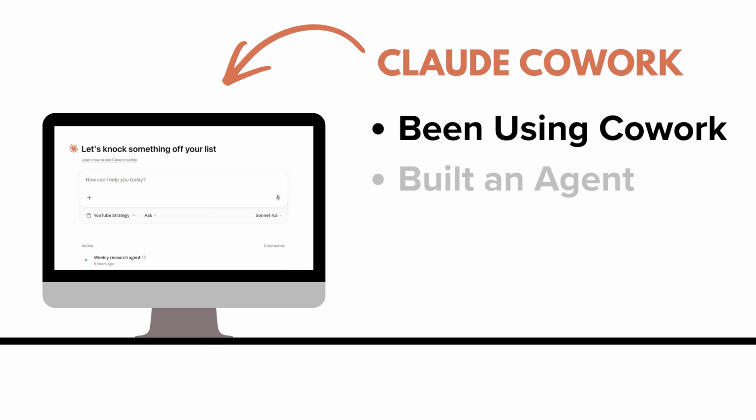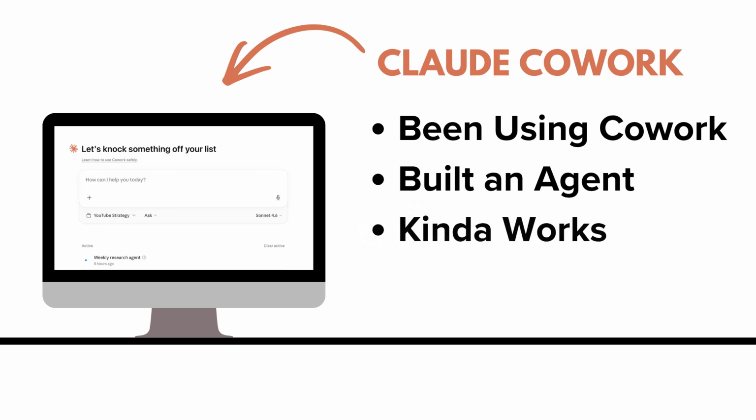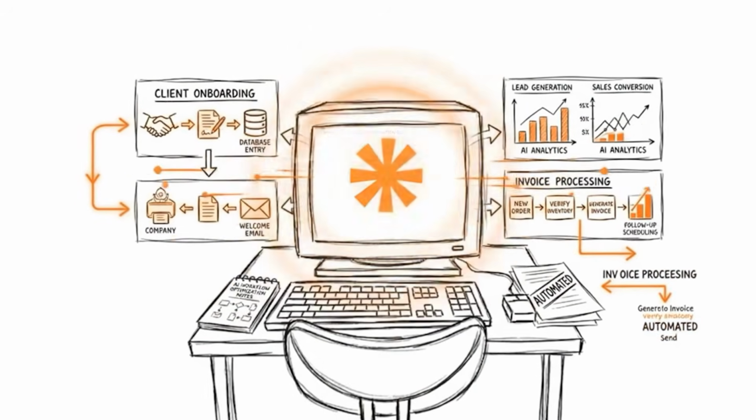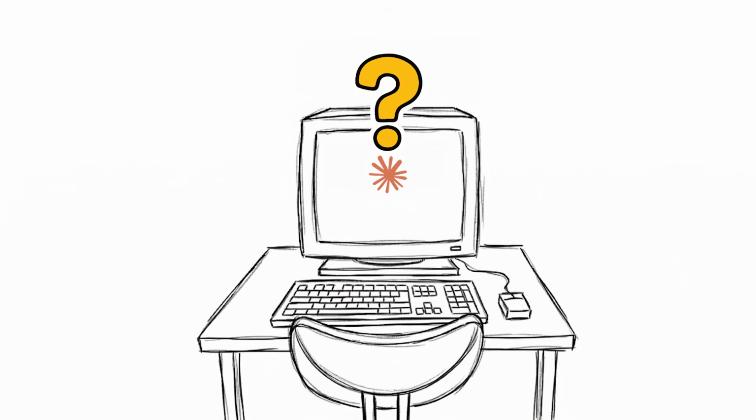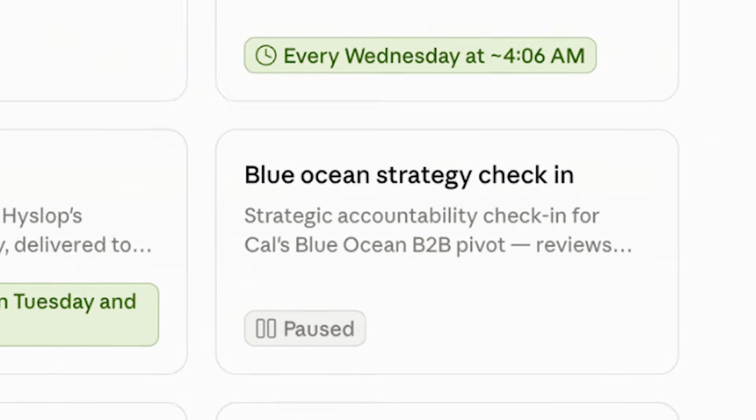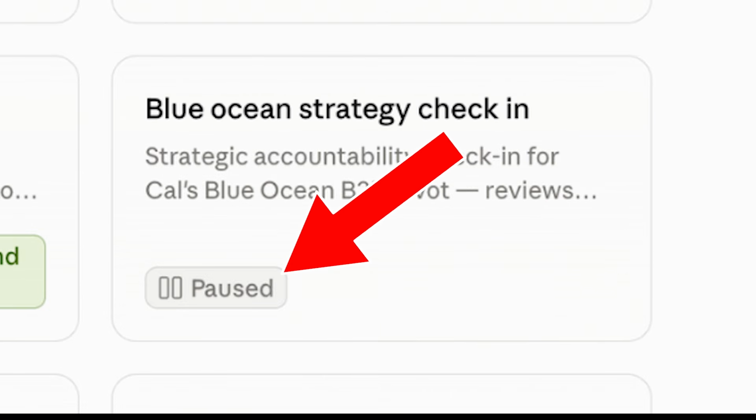Using Cowork, you've built at least one agent, maybe a few, and they kind of work. But if you're honest, they all don't work the way you thought they would when you first set them up. And there's at least one agent you built, ran twice, and quietly stopped using. That's not a Cowork problem, that's a setup problem. And it's the same setup problem I had in my own workspace when I first started.